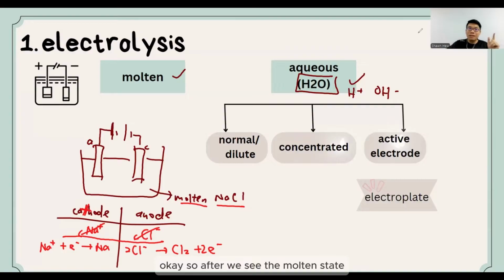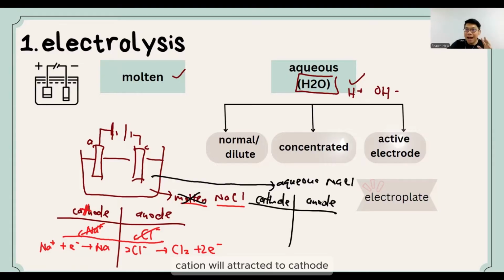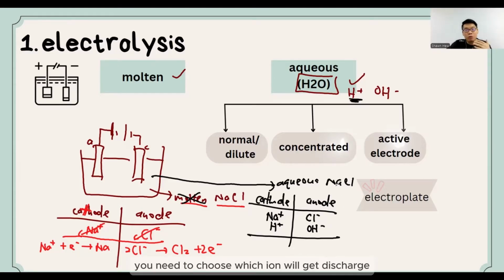Okay, so after we see the molten state, then we go to aqueous state. We are using aqueous NaCl. So cathode, anode. Cations will be attracted to the cathode: sodium and hydrogen ion, because it's an aqueous state, it has H2O. At the anode here, not only Cl minus, we also have OH minus.